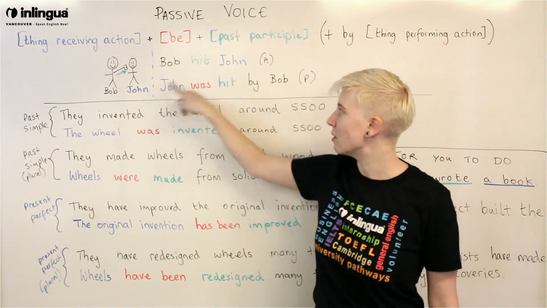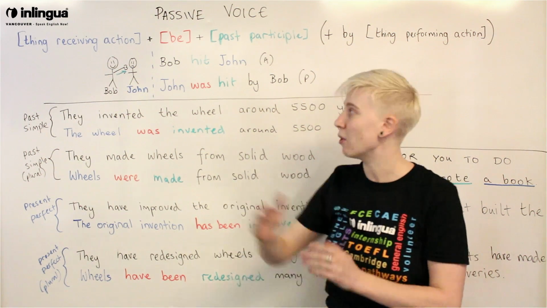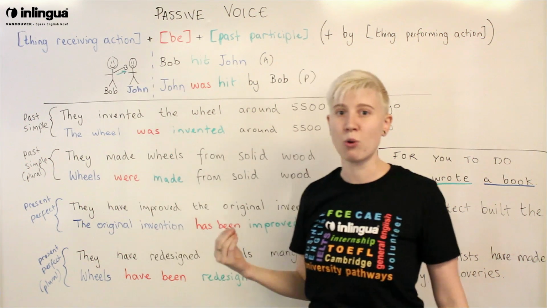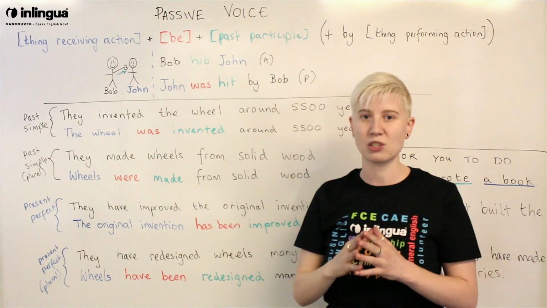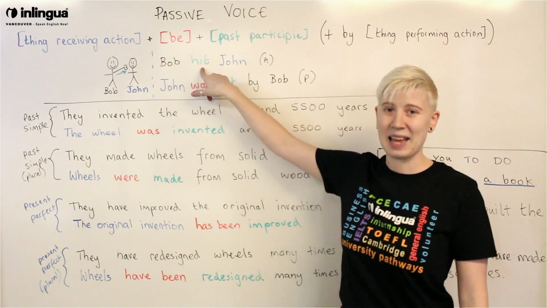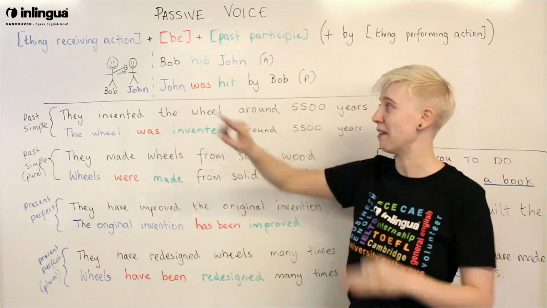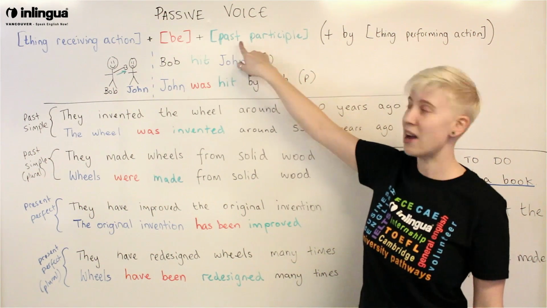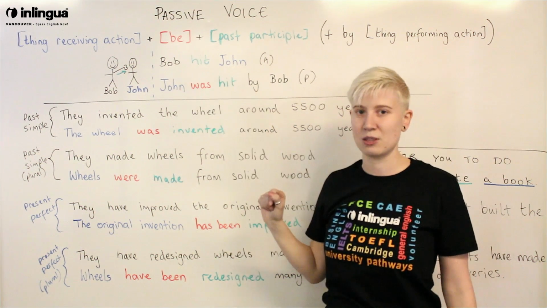In this situation, John is receiving the action. And when we want to use the passive voice, the thing receiving the action is the most important part of the sentence. So we put it at the front. So we are focused on John, the recipient. The verb is hit. In English, hit, and hit, unfortunately. It's not too clear. But I'm going to tell you when we use the passive voice, we need the past participle of the verb. This is a good little sentence to practice with.